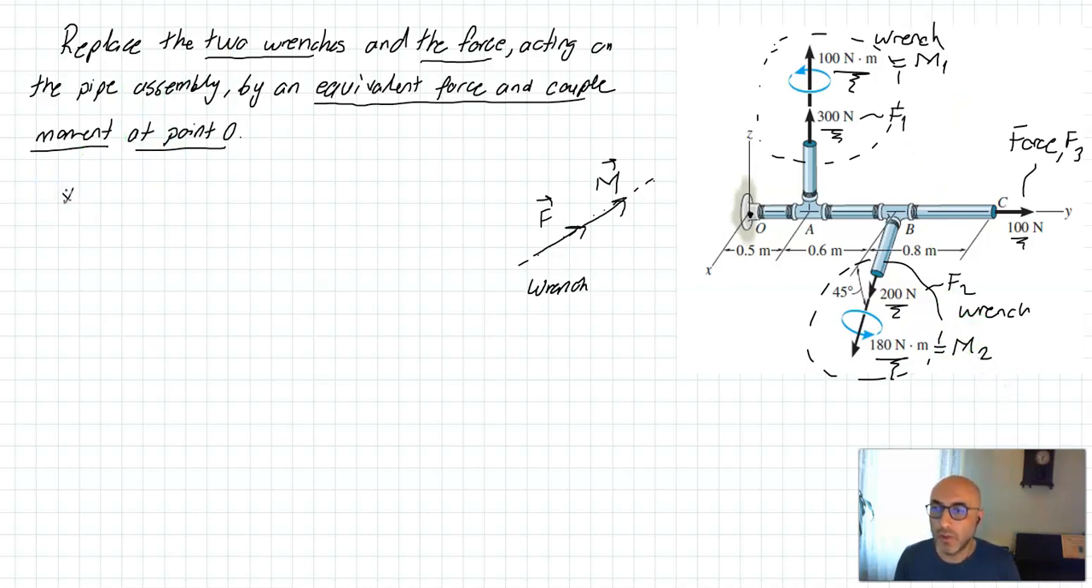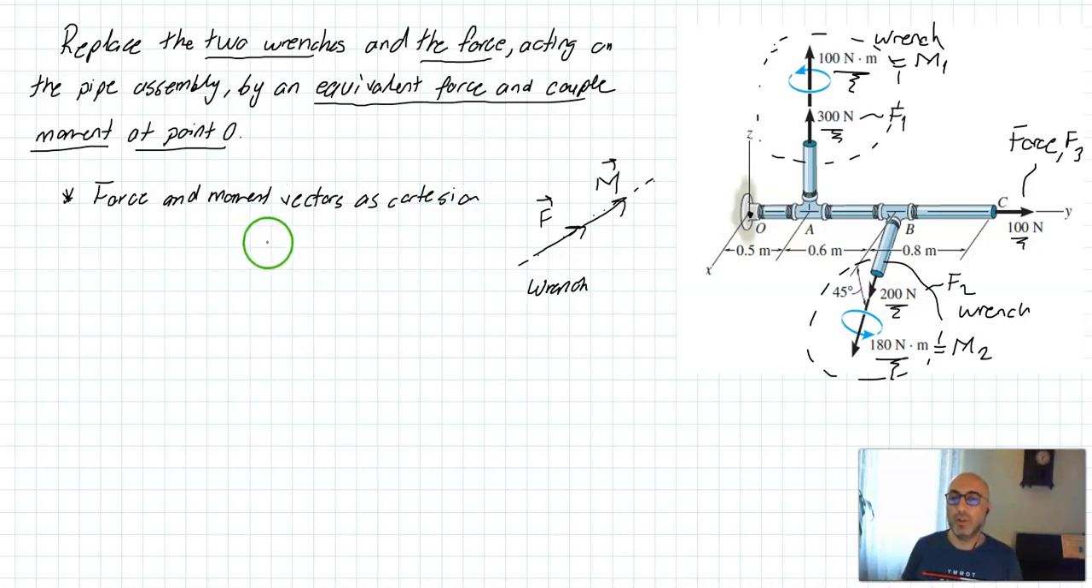Okay, so let's go ahead and write some Cartesian vectors. So force and moment vectors as Cartesian. Once we can write force vectors and moment vectors as Cartesian vectors, then we are good to go. Okay, so let's write these F1, F2, and F3 and M1 and M2 as Cartesian. Starting from F1, we have magnitude 300 Newton, and the direction is the Z direction, so that is 300k. That's my unit vector along the Z axis.